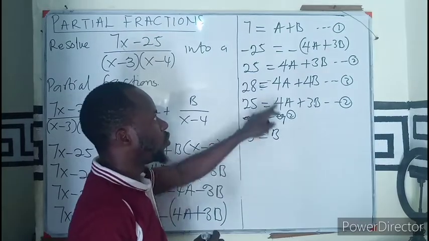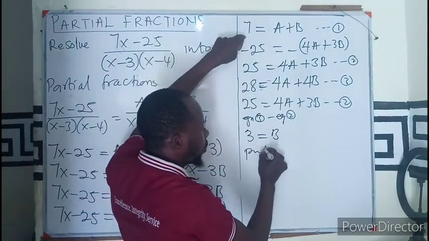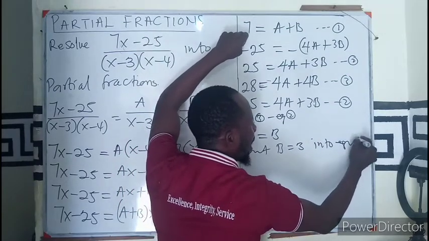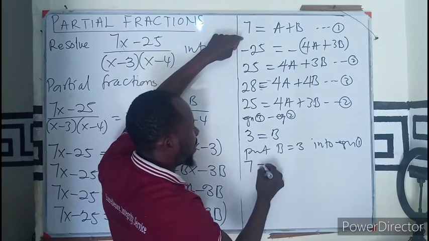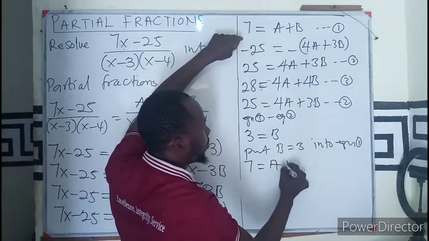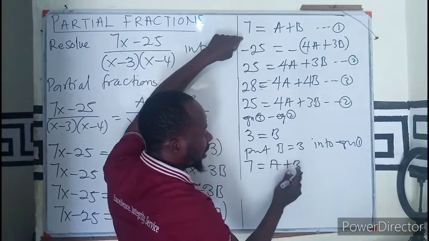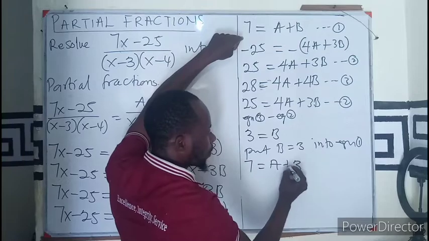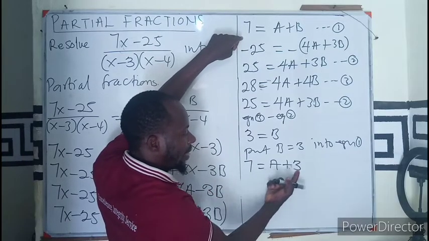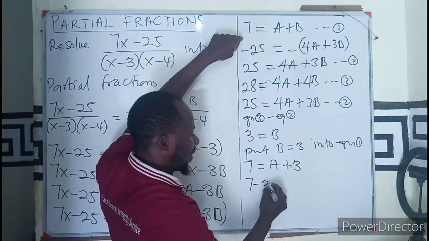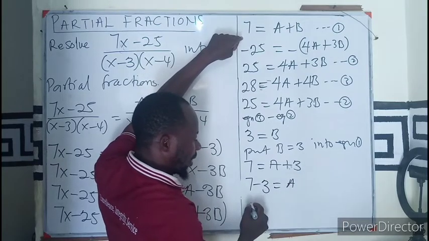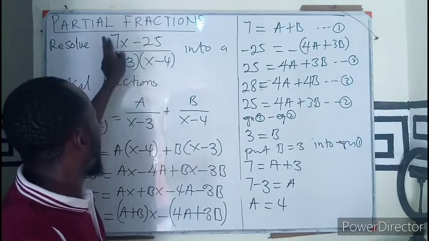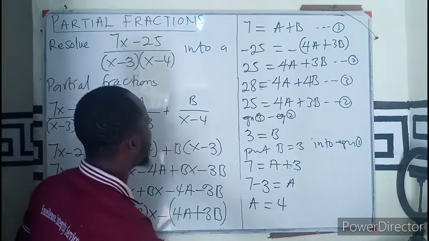So we can put this into equation 1. Put B equals 3 into equation 1. Then that becomes 7 equals A plus B, which is now 3. So I am going to maintain the A and send my 3 out. 7 minus 3 equals A. That simply means that A equals 4.